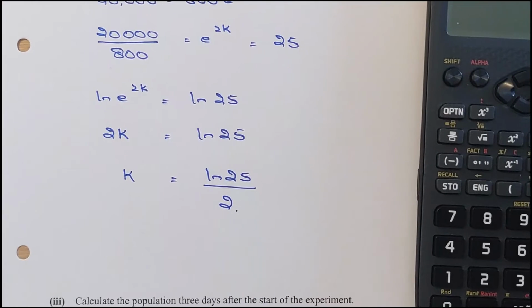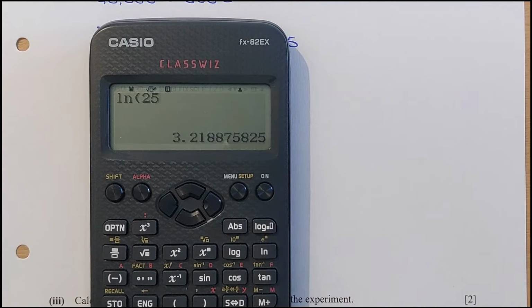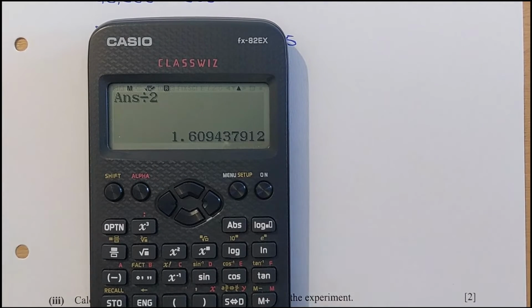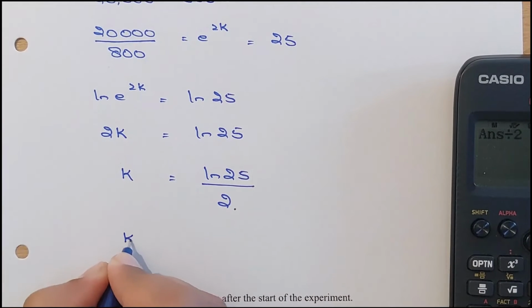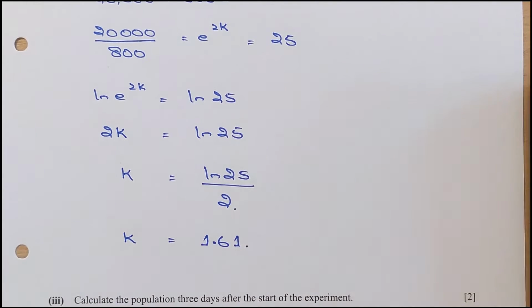Right? Let me simplify this. Natural log of 25 divided by 2 is 1.609, so 1.61 up to 2 decimal places. 1.61 is the value of k.